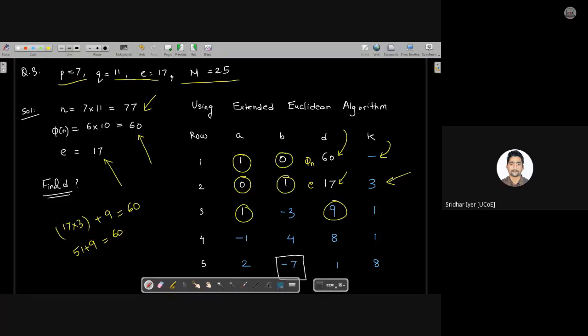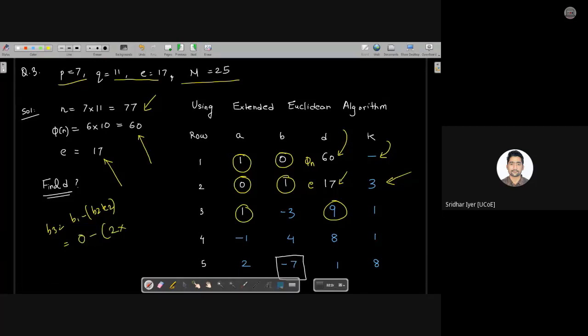Next up, what is this minus 3? Minus 3 is again very simple. Minus 3 is basically B3. So B3 is equal to B1 minus B2K2 according to our formula. What is B1? Sorry, B1 is 0. B1 is 0, 0 minus B2K2.